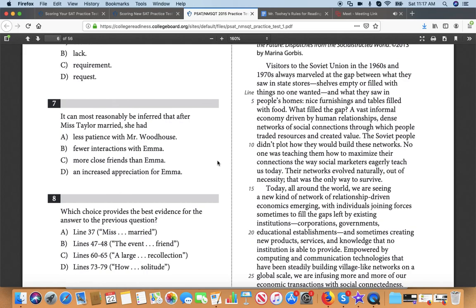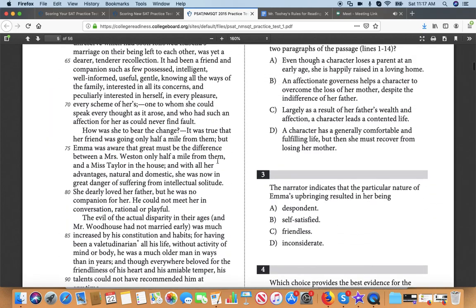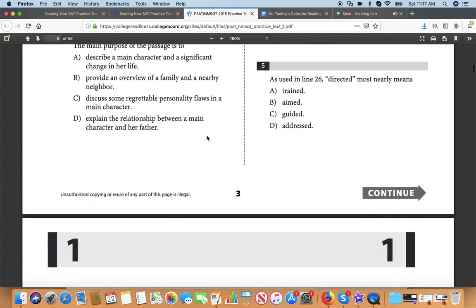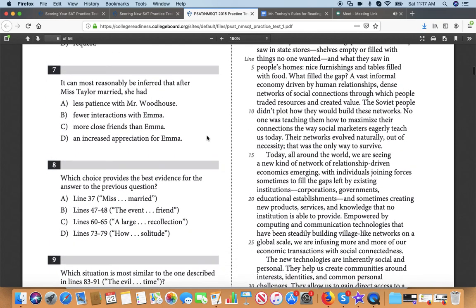Okay, let's test the answer choices. Go ahead and read A. Less patience with Mr. Woodhouse. Okay, can it be inferred that after Miss Taylor married, she had less patience with Mr. Woodhouse? Doesn't really specify who she is, but it would be Miss Taylor. But that wouldn't really make sense at all. No. Does Miss Taylor have less patience with Mr. Woodhouse? I don't see any evidence. There's no reason to believe that. It doesn't talk about the relation between Miss Taylor and Mr. Woodhouse at all. Other than when they were living in the home, they were all like family, but no. There's just no evidence for that.